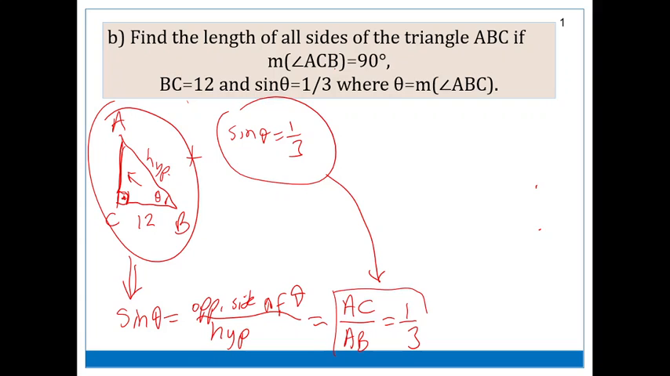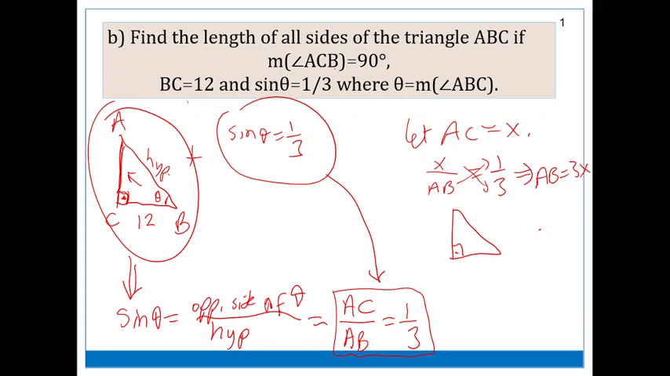Now, how can we proceed from here? In this case, it's better to proceed with an easy variable. I would say let AC equal x. Now I will try to find AB in terms of x. So then it will be 3x. You can do this by cross multiplication. And then we can write the triangle this way: AC is x, and this is 3x.